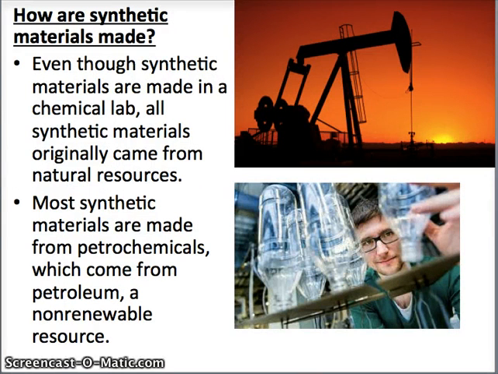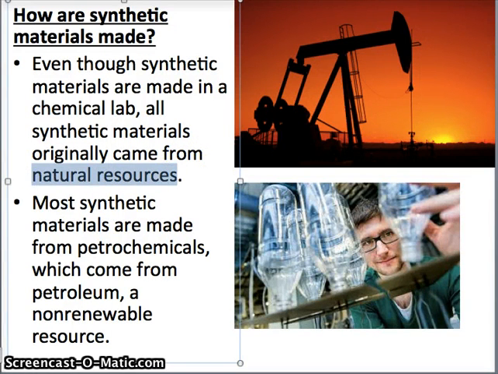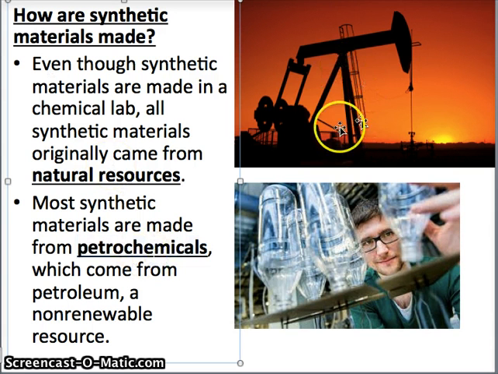Now, even though something is synthetic, all synthetic materials originally came from natural resources. That's a key idea that you really need to understand. A lot of things that are not natural are, in fact, originally coming from natural resources. Most synthetic materials in the world are made from what we call petrochemicals, which come from petroleum, which is a non-renewable resource that is dug out of the ground.